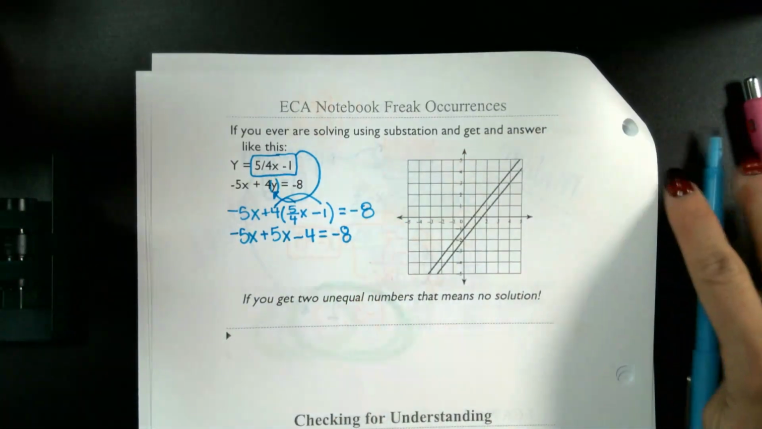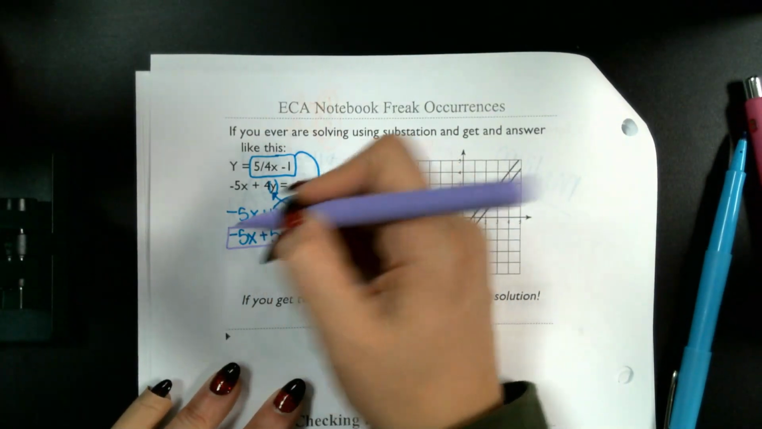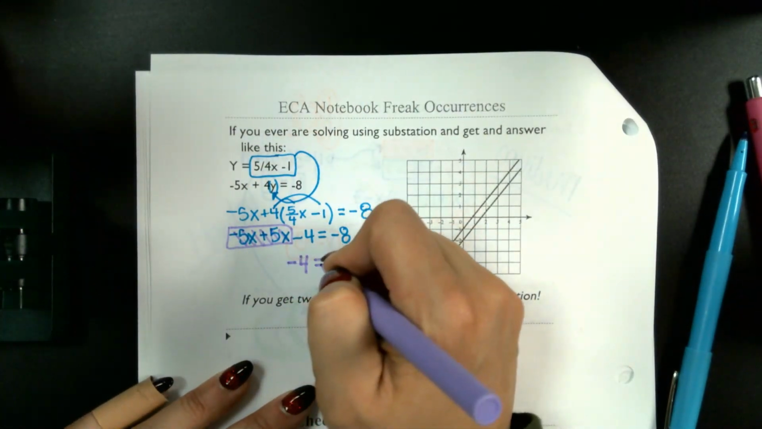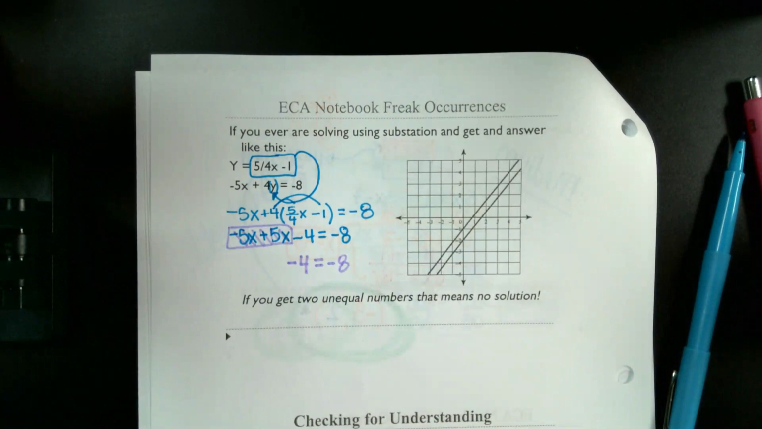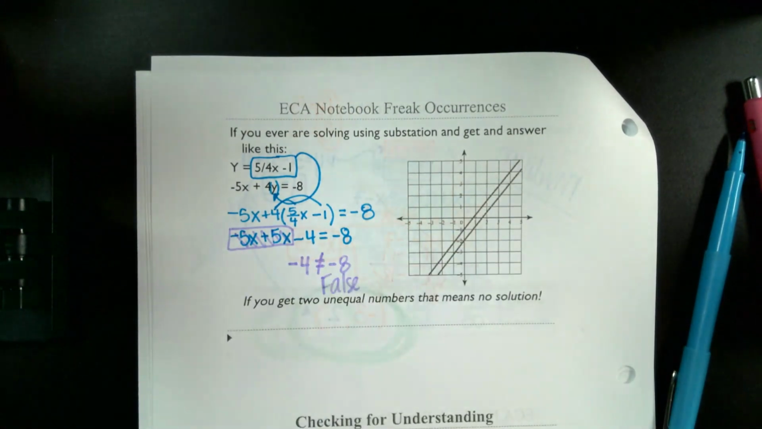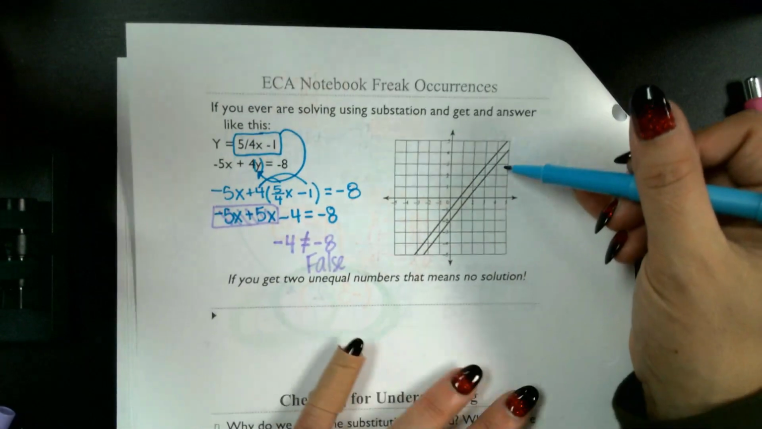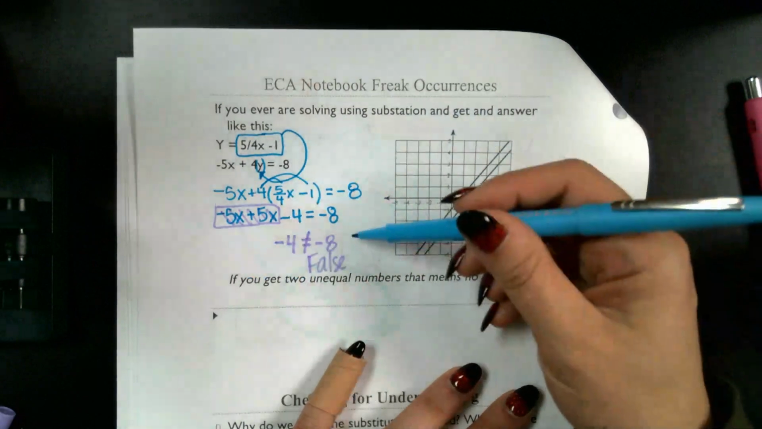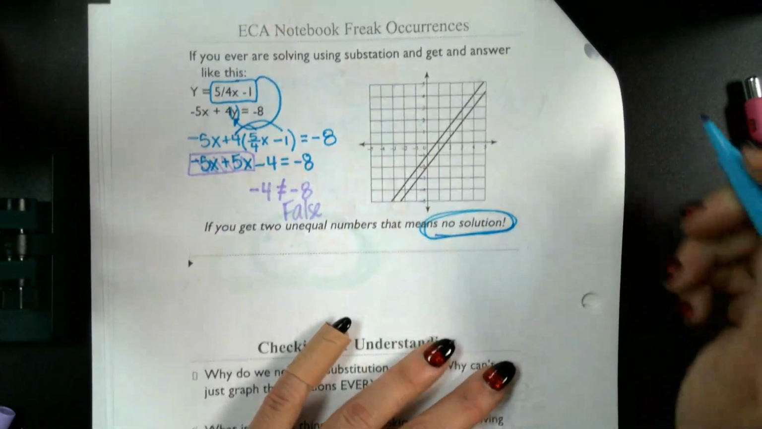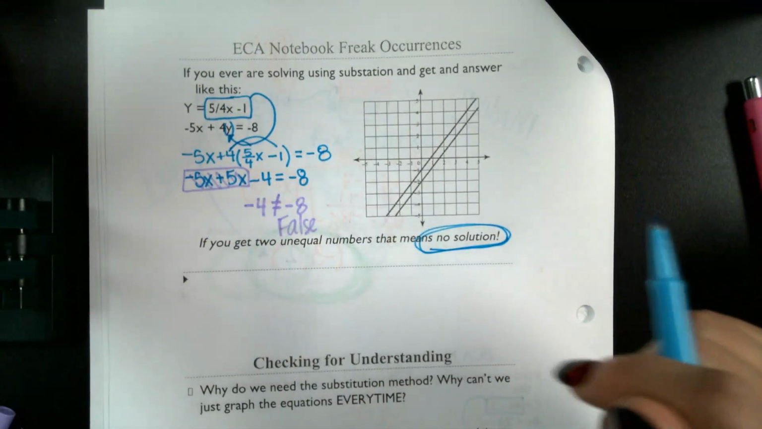Now see, look what happens here. These two cancel each other out again, don't they? But look at what's left. Negative 4 equals negative 8. Is that true? That is a big false statement. They are not true. And so when it's false, this is the type of system it is. When it's false, that means that there are no solutions. And if there are no solutions, doesn't that mean they were parallel to each other? Because they would never cross.